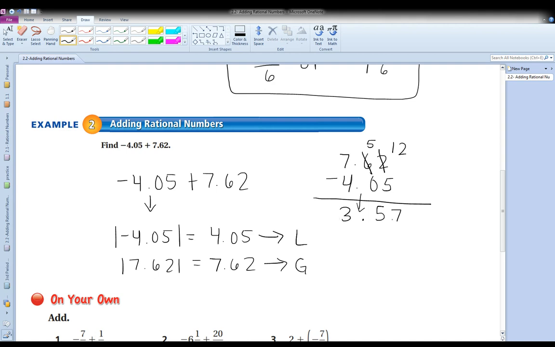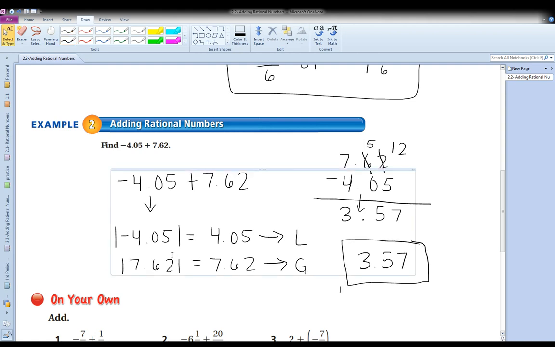So I get 3.57. Then the last thing I need to do is look back and take the sign of the greater absolute value. If I look here, it's a positive 7.62. Therefore, our sign is going to stay the same. So my answer is going to be a positive 3.57.